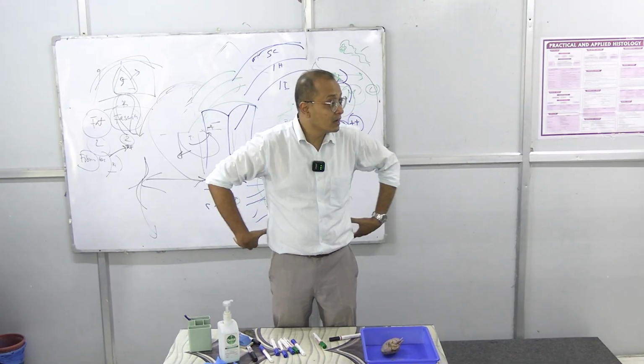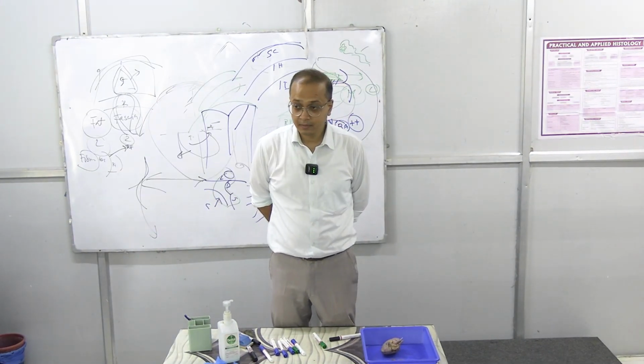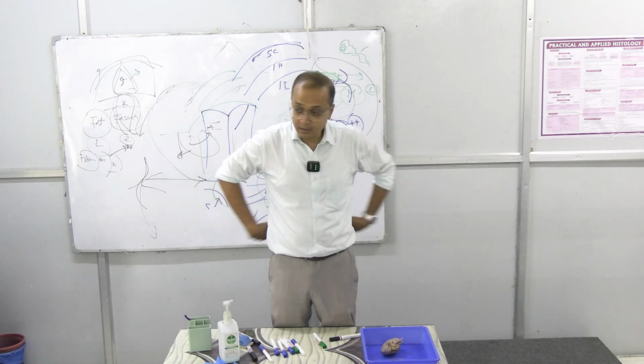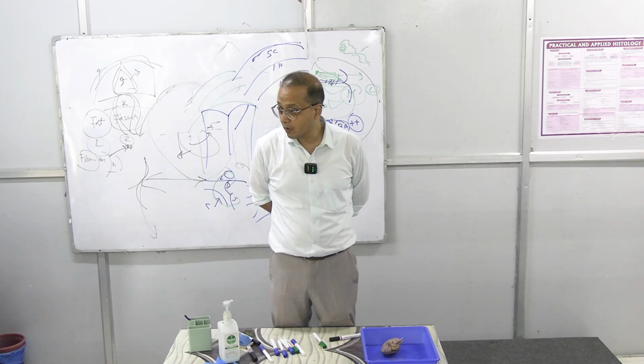লাম্বার ভার্টিব্রা কি ল্যান্ডমার্ক আছে এখানে? What is this particular line which is joining this particular highest point of the iliac crest?